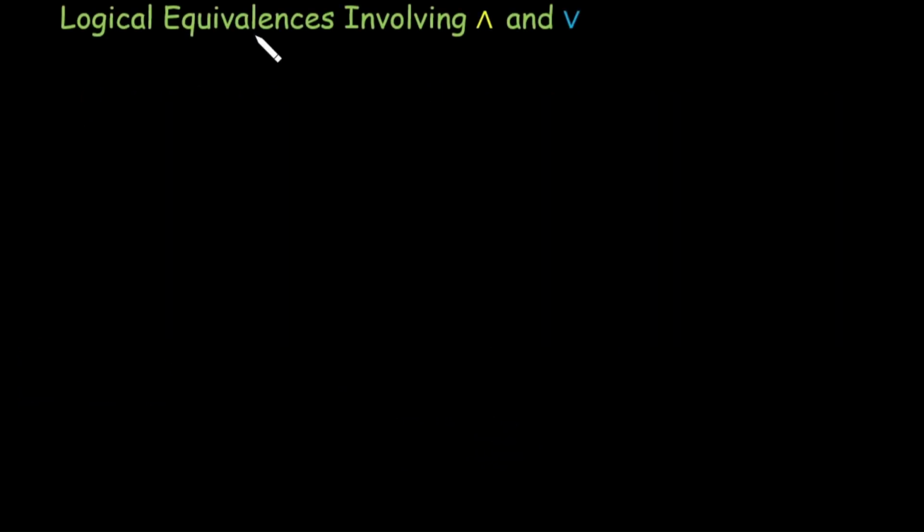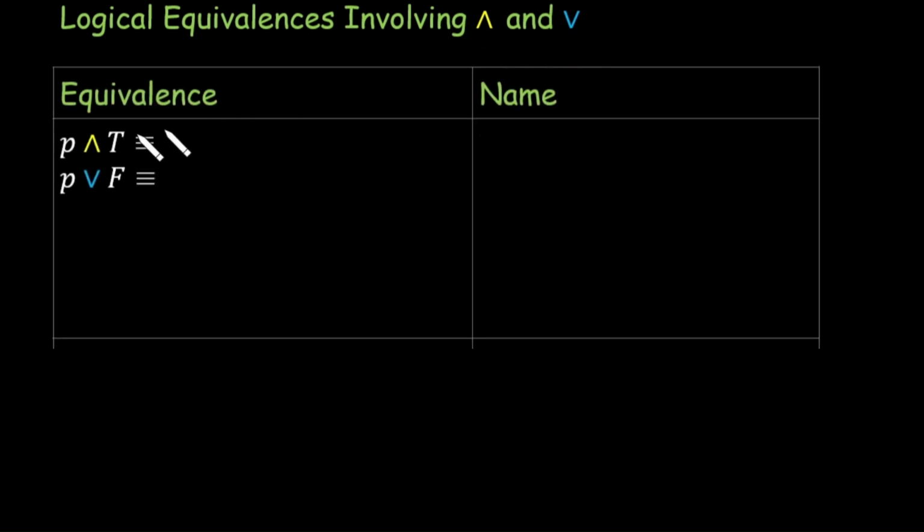Now we can move to the logical equivalence laws involving conjunction and disjunction. Conjunction means the and operator, disjunction means the or operator. So what is the first law? That is P and true. Suppose we have any proposition P operated with a true statement using the conjunction operator, and we need to judge what it is logically equivalent to. In this case, we have the proposition P.